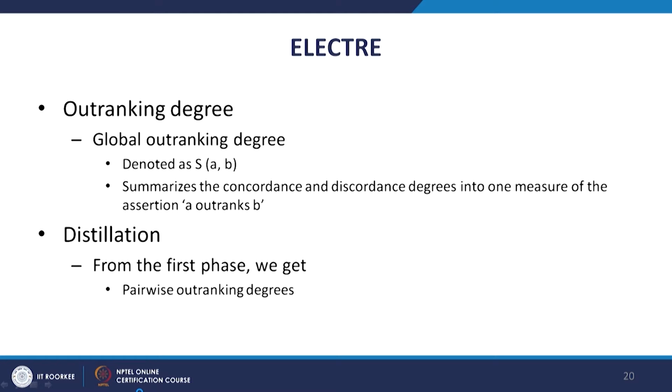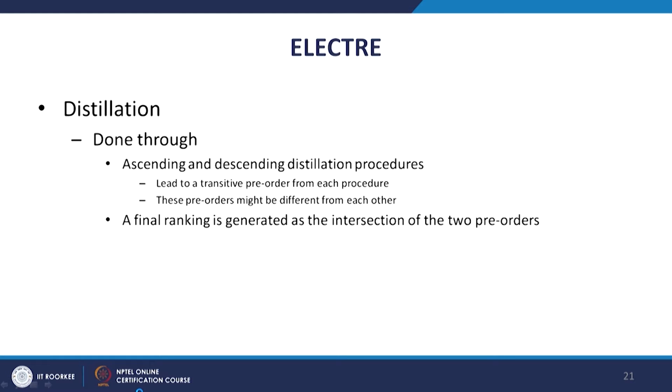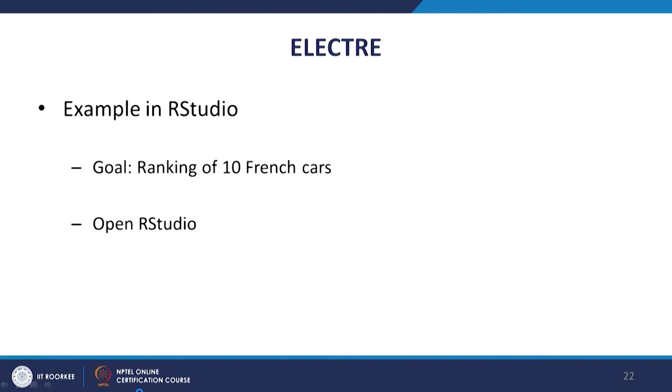Then we also briefly discussed the next phase of ELECTRE, that is the distillation procedure. We talked about how there are two procedures within this, ascending and descending distillation procedures, and a final ranking is generated based on the two pre-orders generated using these two procedures. So, this part we were able to cover in the previous few lectures.